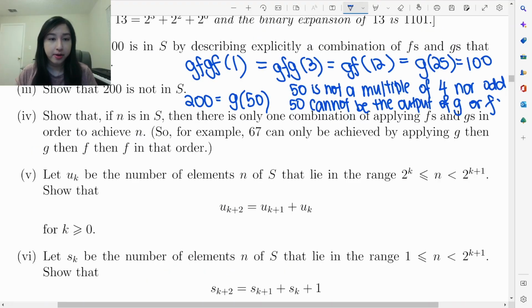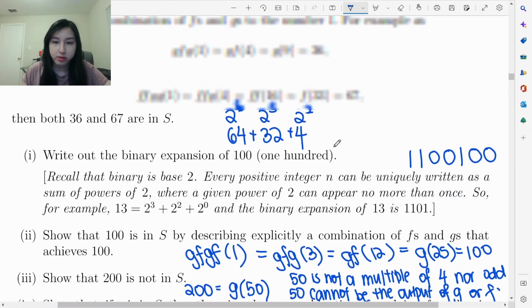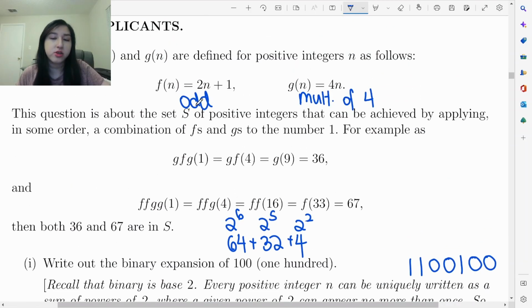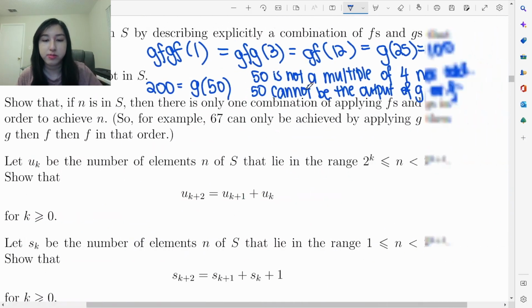Alright, so let's look at part 4. Show that if n is in S, there is only one combination of applying f's and g's in order to achieve n. So for example, 67 can only be achieved by applying g, then f in that order. Okay, so I mean, we already know that fn is always odd and g is always a multiple of 4.